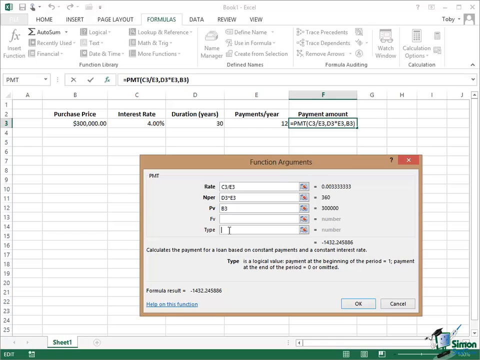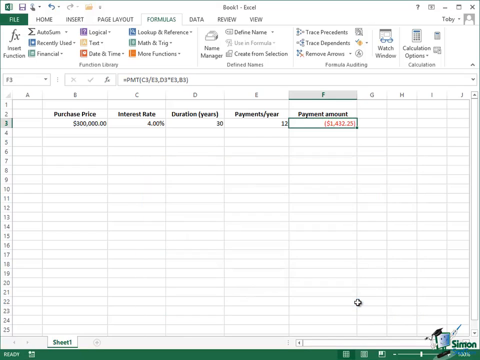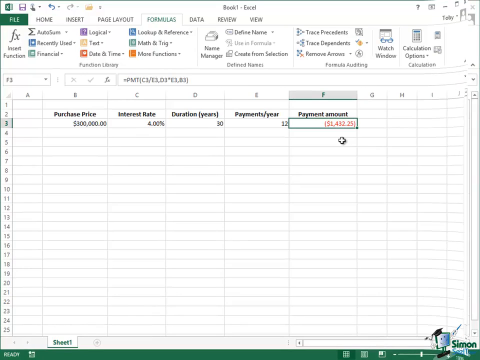So, having completed everything we need to in the function arguments dialog, click on OK and see what happens. And what we come up with is a red figure, so it's a negative amount. That means that it's a payment, a debit from an account rather than a credit to an account, of $1,432.25 per month on this loan. So that looks really great. It gives us a very simple way of calculating the payment amount.